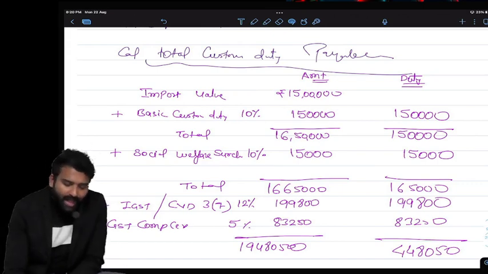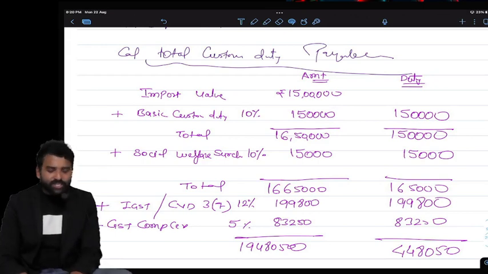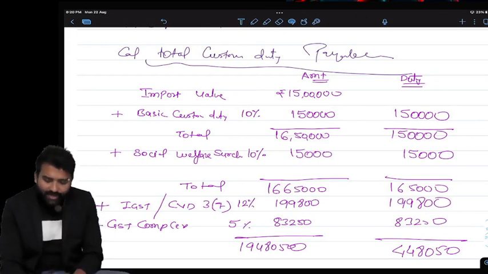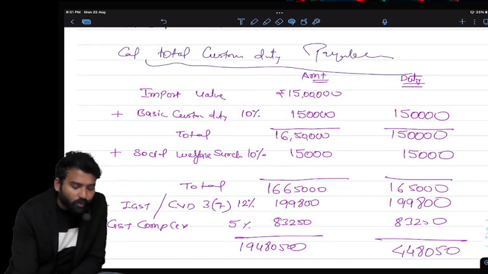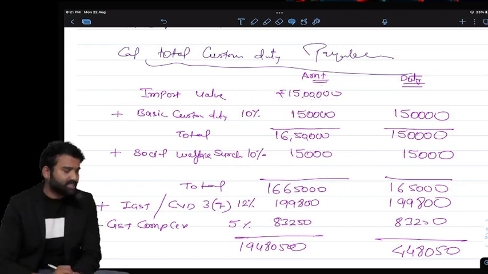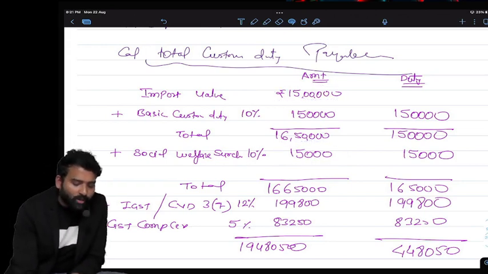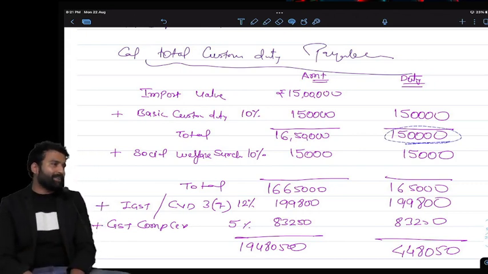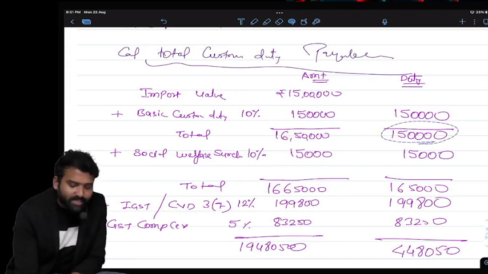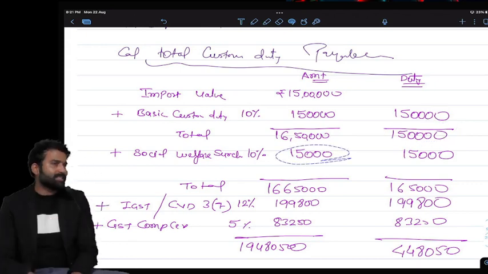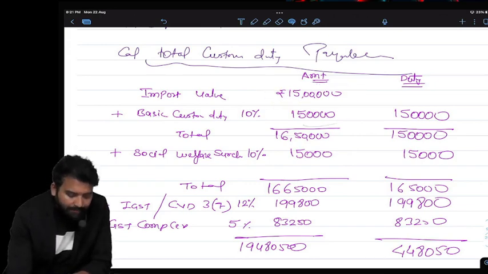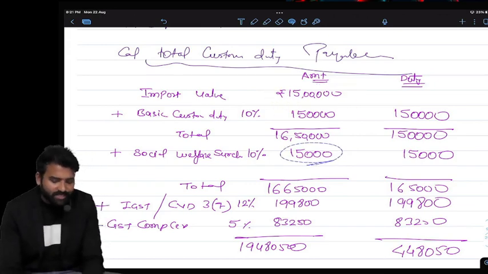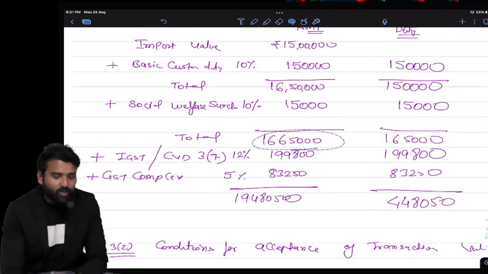After that, there is no protective duty given in the question, so there is no protective duty. Now, I will add the social welfare surcharge of 10%, but on what amount? Not on 15 lakh. It's a cess, it's a surcharge, so it will be calculated on the basic custom duty amount, that is 1,50,000. So on 1,50,000, I will add 10% SWS. Now, I will add CIF, my basic custom duty, and my SWS. The total will be 16,65,000.